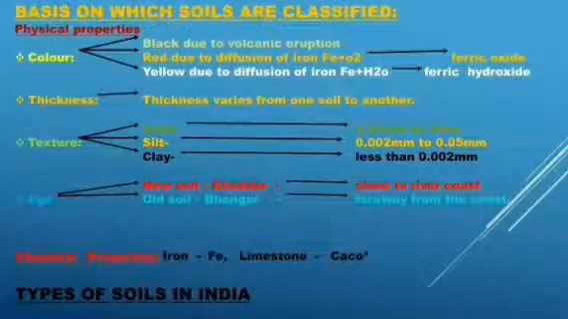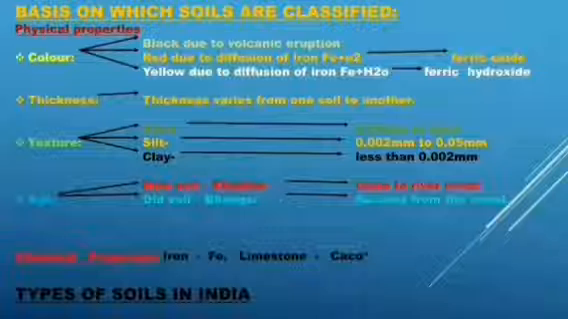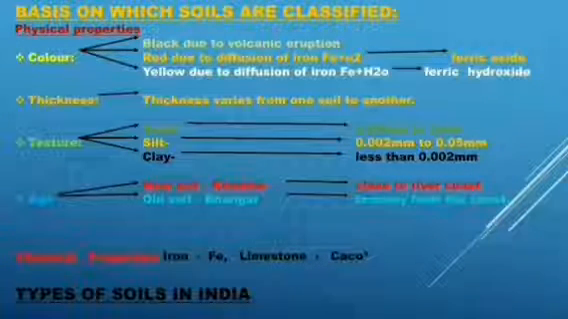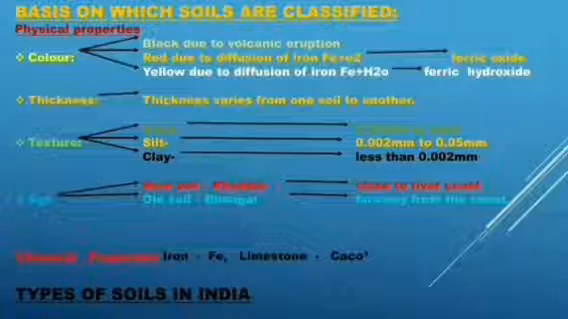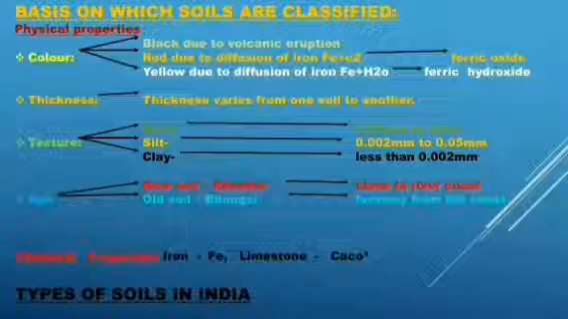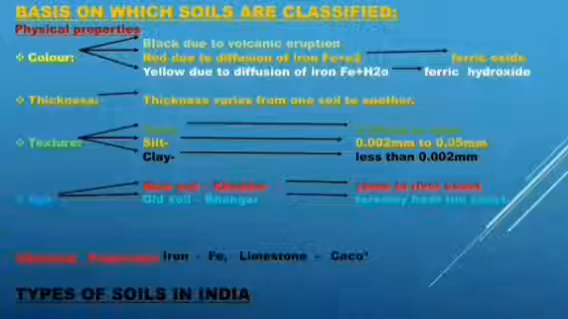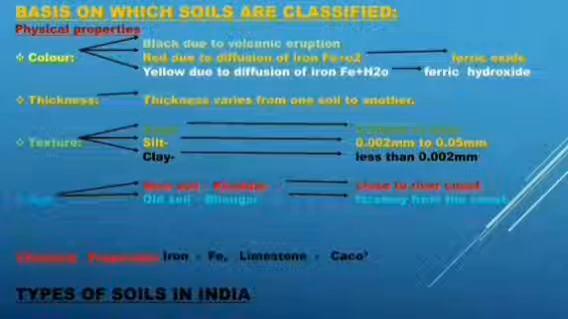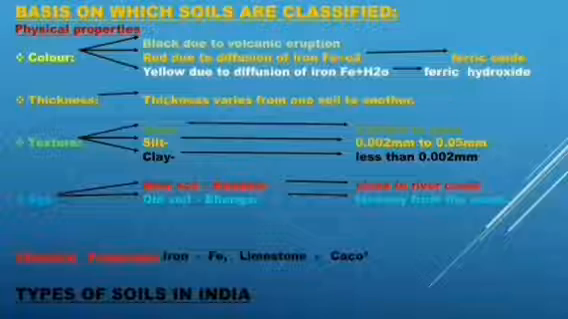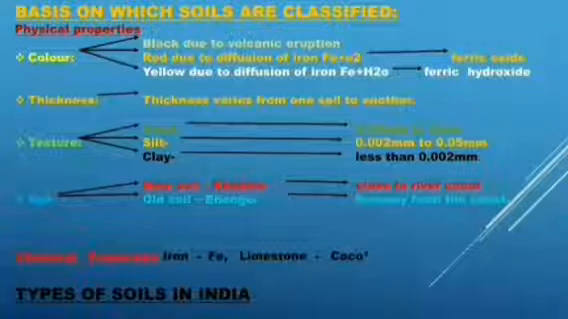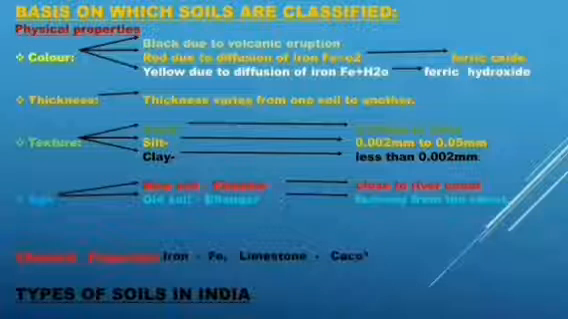Now there are various bases on which soils are classified in India. Number one is physical properties and chemical properties. Number one, physical properties. On the basis of color, on the basis of thickness, on the basis of texture, on the basis of age, soils are classified in India.